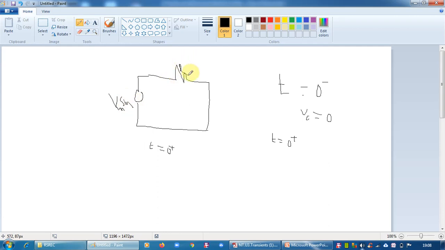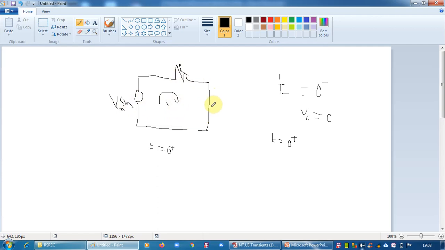And this is R. So what is the current? At t equal to 0 plus, as the capacitor is shorted, we represent it by a short. Now what is the current? I is nothing but V by R, so Vm sin omega t by R. That is the current.